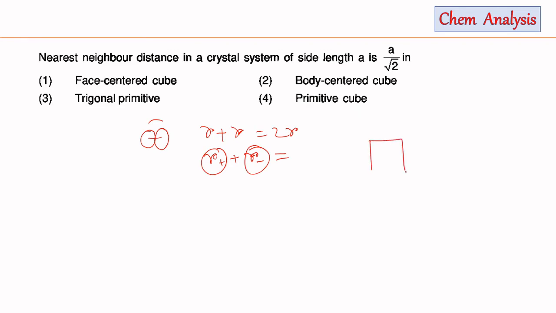And first of all, let me draw a cube, since here the options are given as face centered cube, body centered cube, primitive cube, and trigonal primitive, that is one of the types of the 7 Bravais lattice systems. And for this also, the side length of the primitive cell is the same, that is a equal to b equal to c. And first of all, let me draw a cubic system.